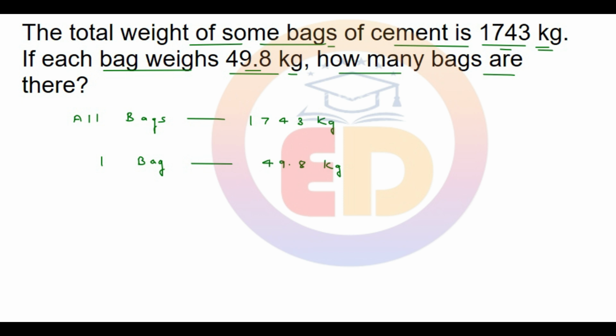So here the question is the weight of more than one bag. All bags means definitely it is more than one bag. The weight of more than one quantity is given and one quantity is asked. So to find this quantity, we have to divide the total weight of all the bags by the weight of one bag. So we will get all the bags. So let us divide 1743 and 49.8.